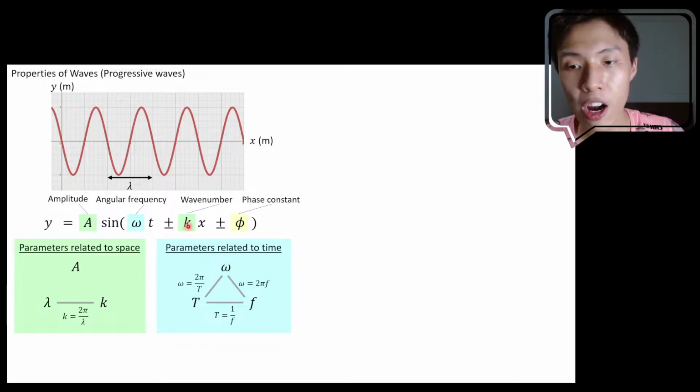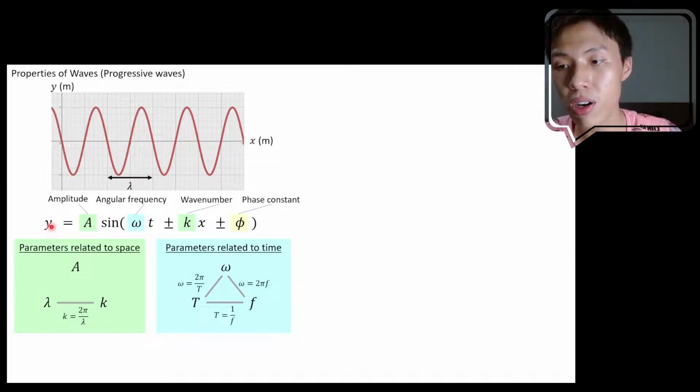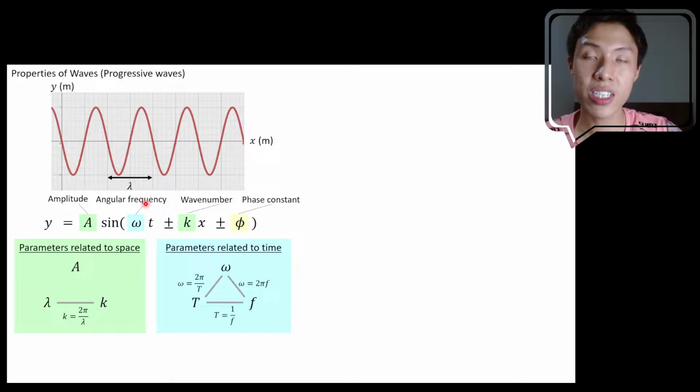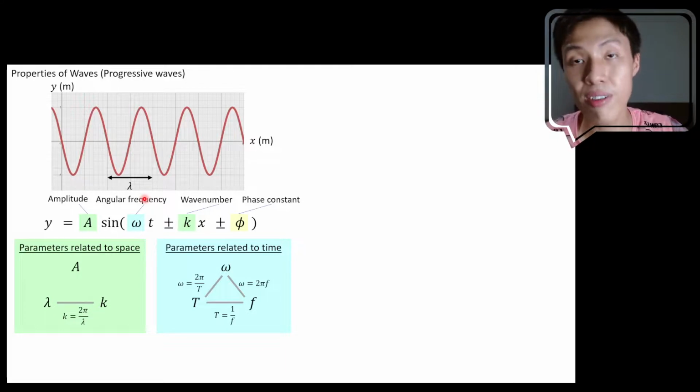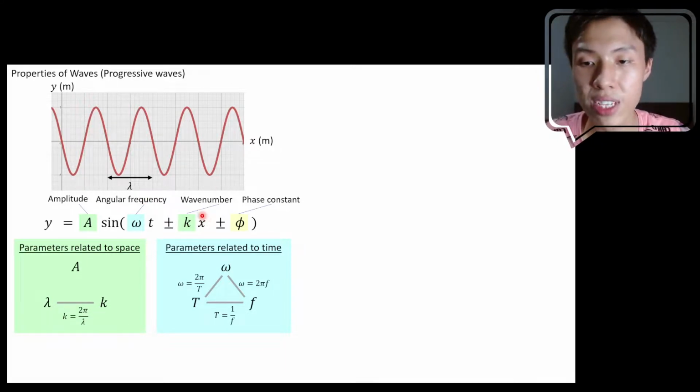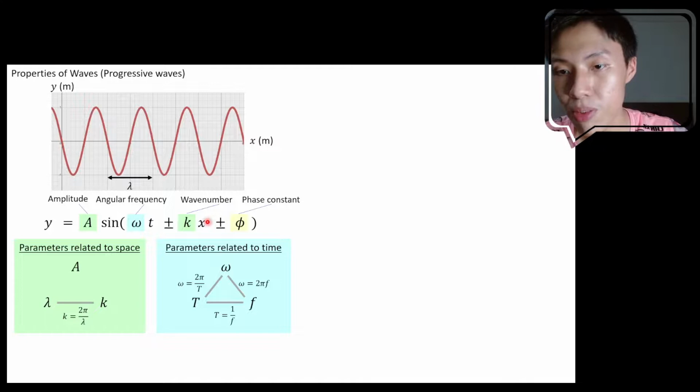So there are 4 parameters that control our equation, and there are 3 variables over here. We have y, which is representing how much you have displaced from the equilibrium position y equals 0. t here is how much time has passed. So if t equals 5, it means 5 seconds after t equals 0. If it's x, that means we are looking at which specific position of the wave you are interested in.